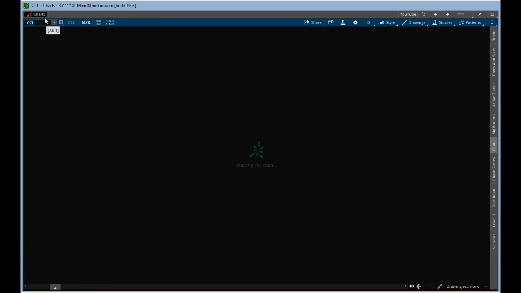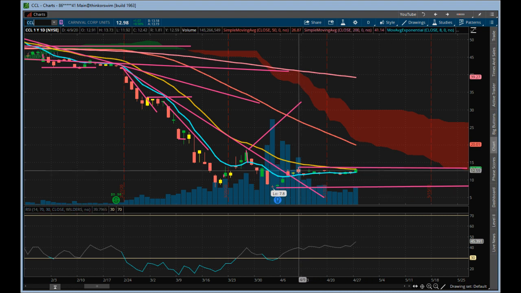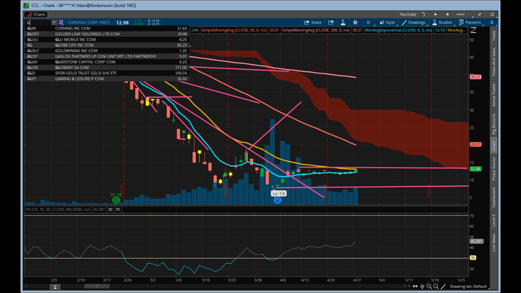CCL. Carnival. CCL is still really, really tight right here. Trying to break out, but it's still within that range. See if we can get above this high right here, which is 1373. So let's see if we can close above that bullishly with some increased volume. And then AEO.